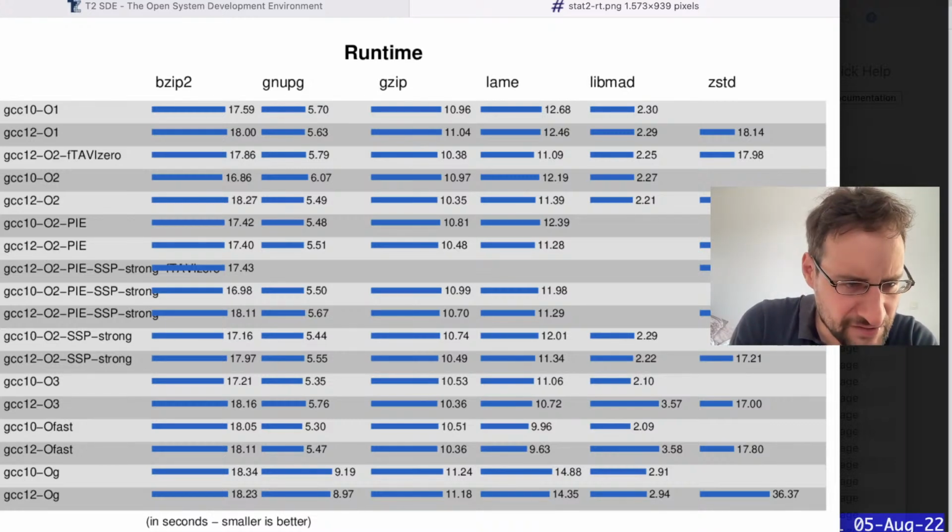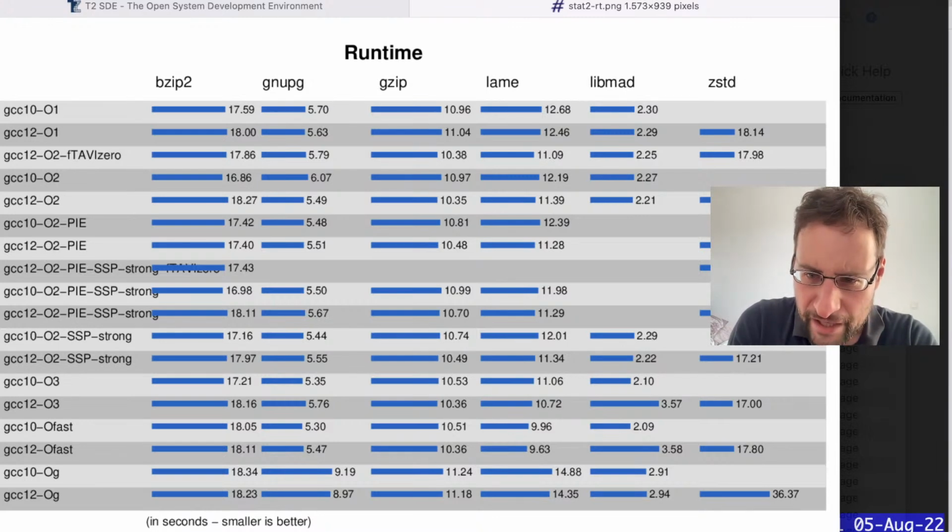And this is even, oh wait a second, these are two, so this is strong here. So that is stack smashing protector. I need to work on the sorting in some way here. And then with trivial auto var init, initialize to 0, it's a little bit slower.